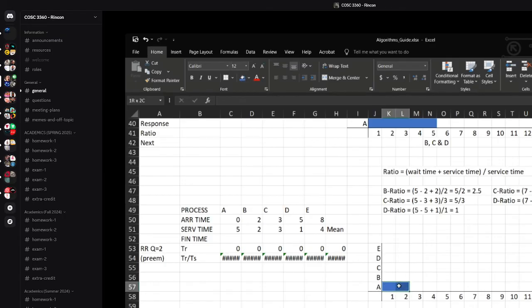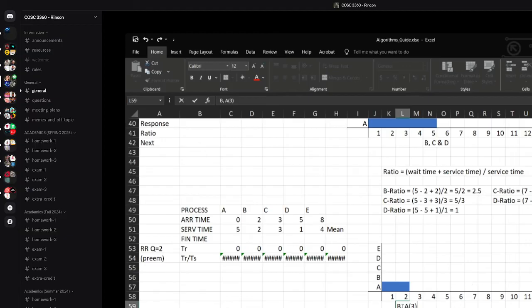Because that's what it can allow right now. And at time 2, B enters, right? Because that's what the arrival time of B is. So in here, B is going to enter the queue first, okay? And then we're going to add A back into the queue, round robin style, with a remaining time of 3, because that's how much is left, okay?